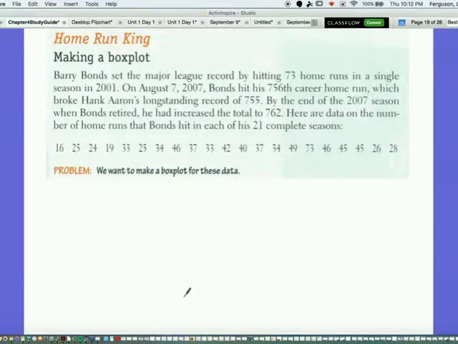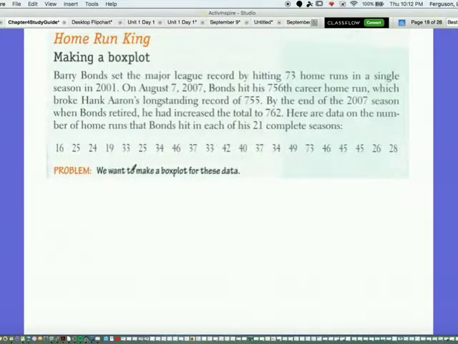So, making a box plot. Barry Bonds set the major league record by hitting 73 home runs in a single season in 2001. On August 7th, 2007, Bonds hit his 756th career home run, which broke Hank Aaron's long-standing record of 755. By the end of the 2007 season, when Bonds retired, he had increased the total to 762. Here are the data on the number of home runs that Bonds hit in each of his 21 complete seasons.